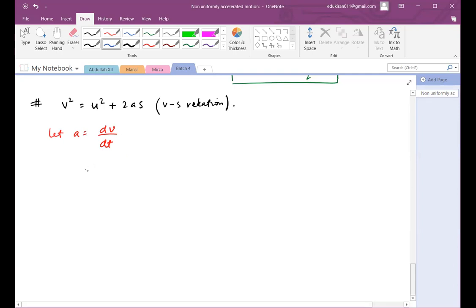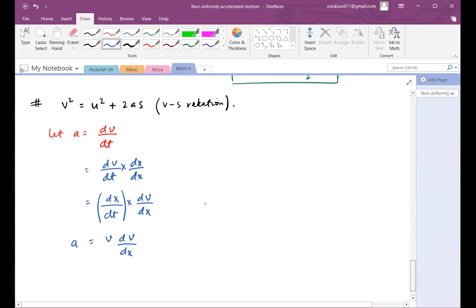So we have to somehow remove this particular time. So just multiply and divide this particular expression by dx. Now, if you switch this term to this side and this term to this side, it will become dx over dt times dv over dx. This whole term will become velocity times dv over dx is equals to acceleration.